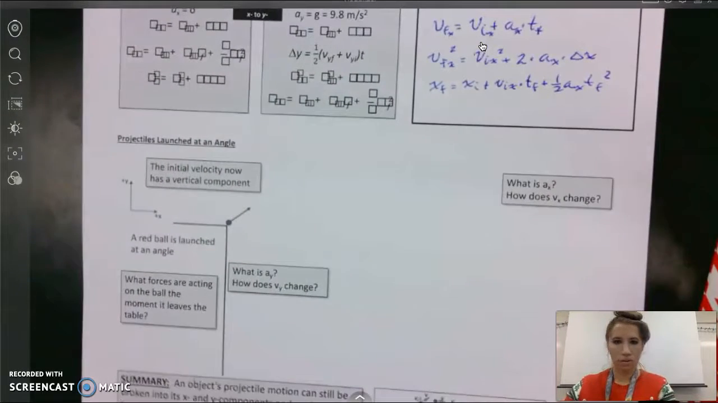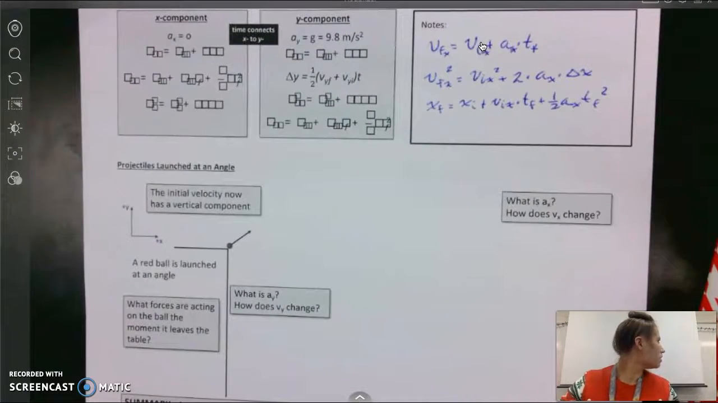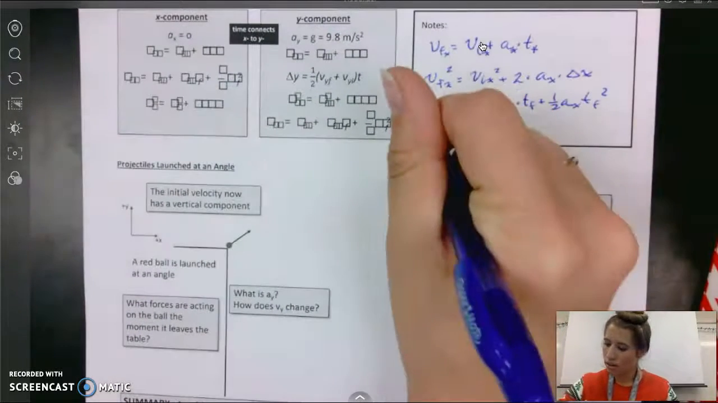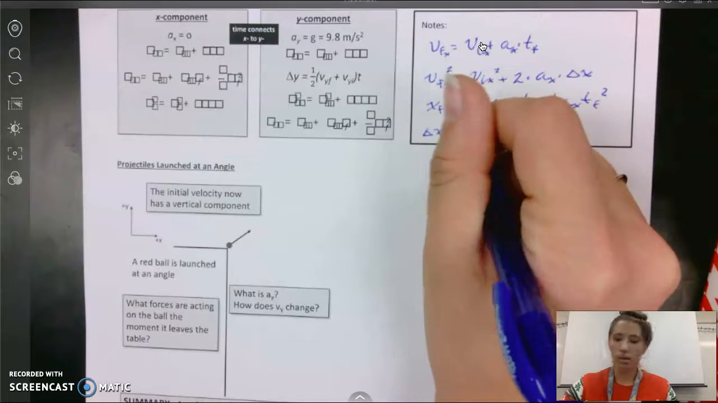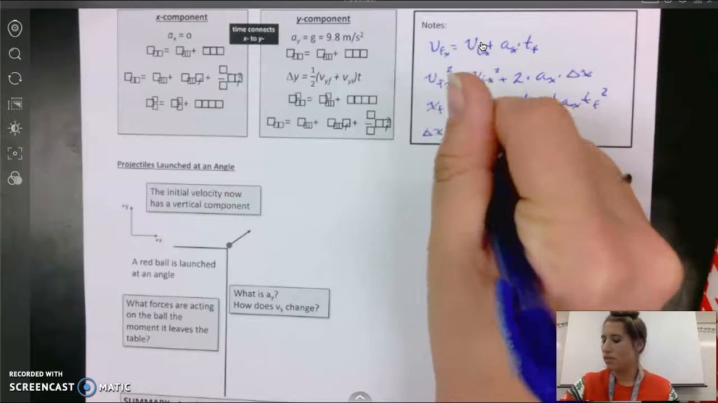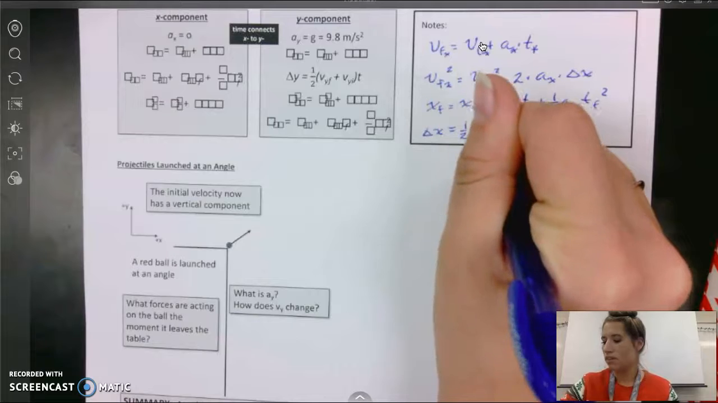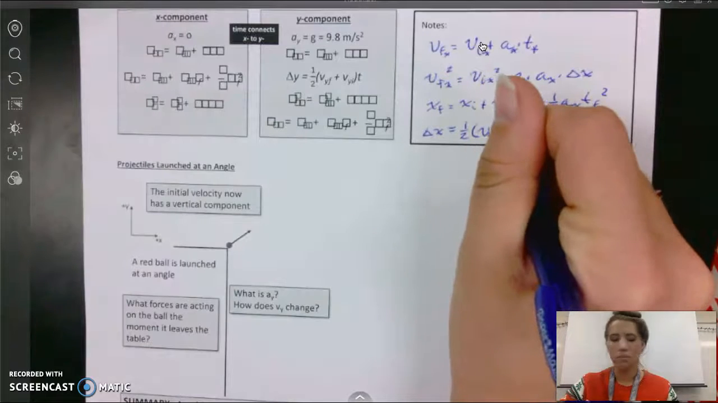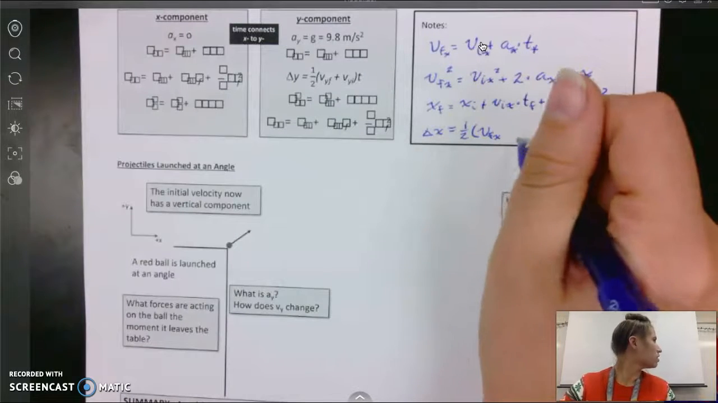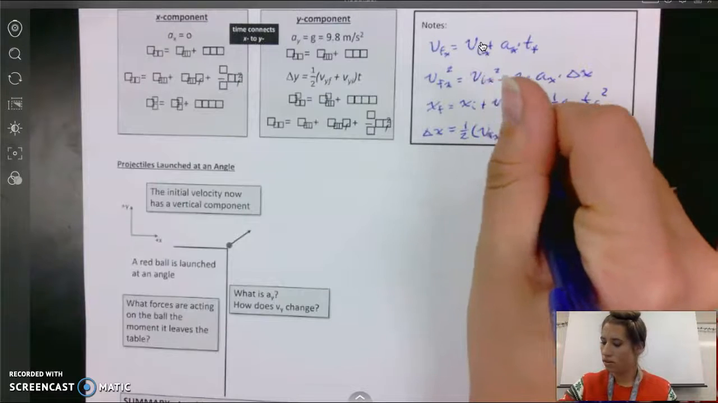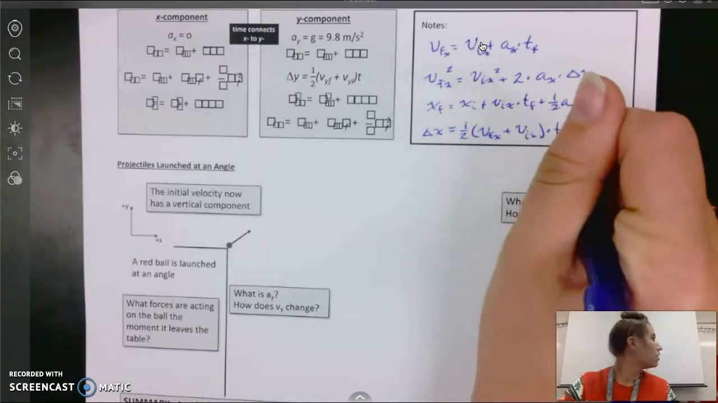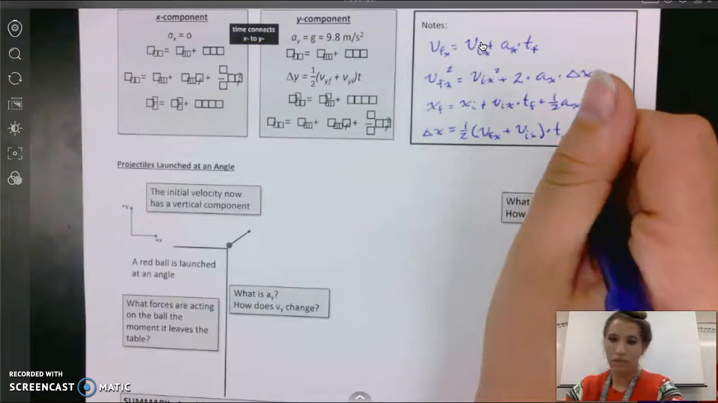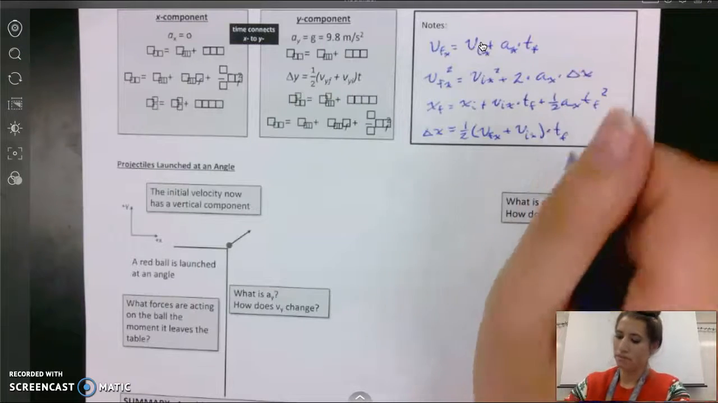Then our last one is delta x is equal to 1/2 velocity final plus velocity initial, all multiplied by time final. So here are our 4 equations.